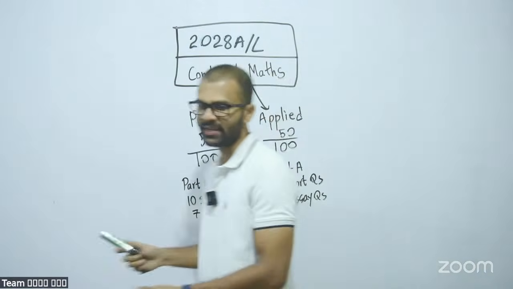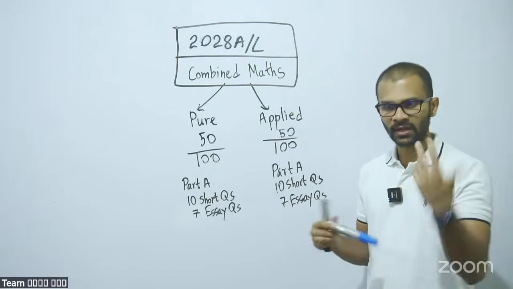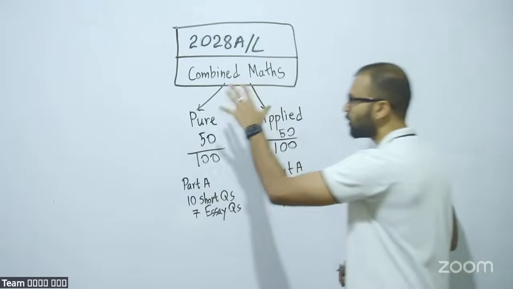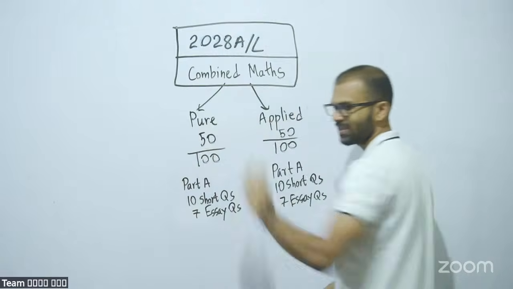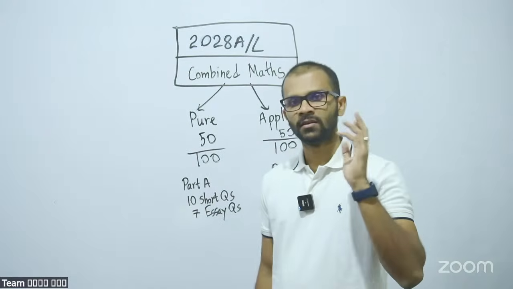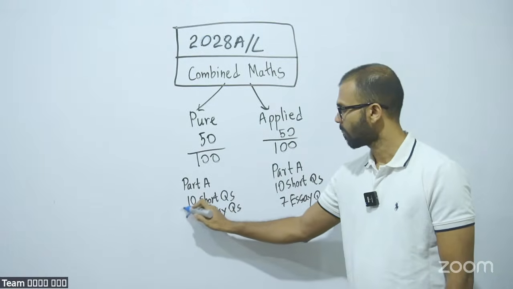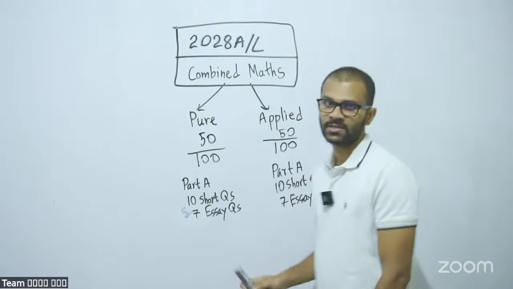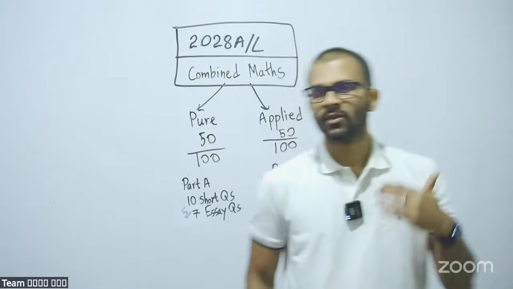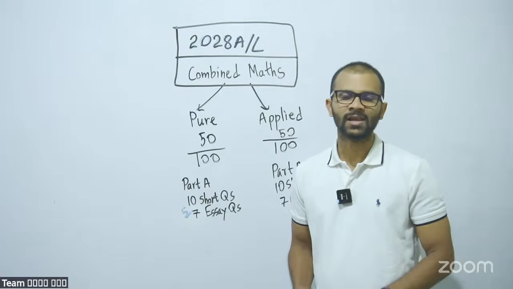So we are getting two papers that are identical in structure. For pure mathematics, we get 10 short questions and 7 essay questions. For applied mathematics, we get 10 short questions and 7 essay questions. Out of 7 essay questions, you have to answer 5. And these 10 short questions are compulsory. You have to answer them, otherwise your marks will be deducted. If you leave them empty, your marks will be deducted.